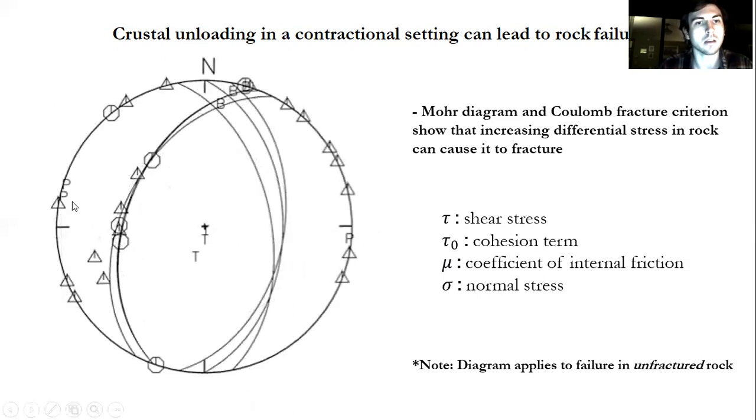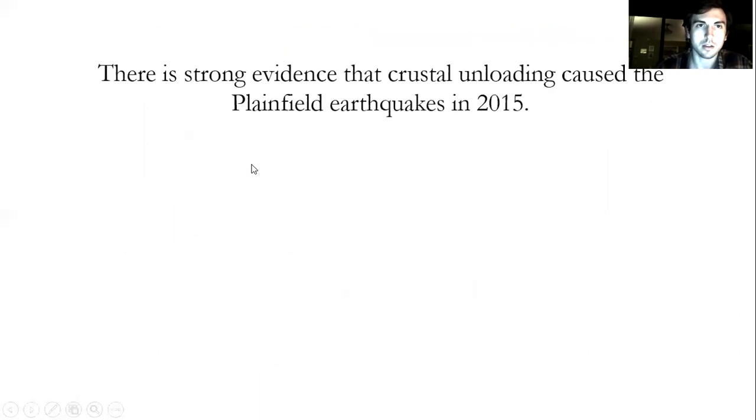And so here's the focal mechanism computed from the main shock of the Plainfield 2015 earthquake. You have a thrusting mechanism, which is expected for a contractional setting, and the thrust occurs on a plane that is trending roughly north-northeast. So there's strong evidence to suggest that crustal unloading caused the Plainfield earthquake in 2015.